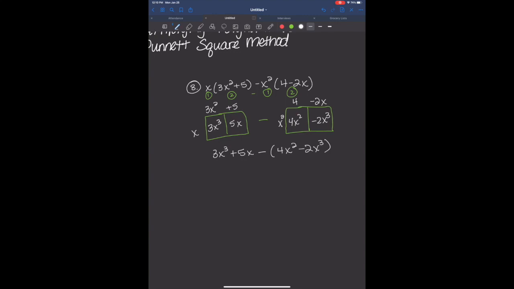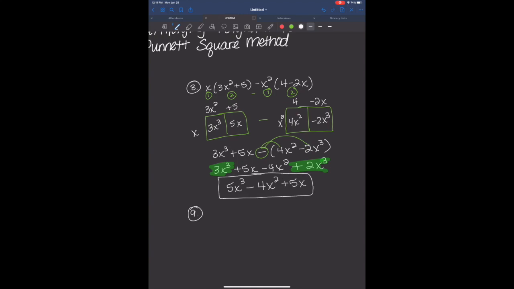And then on the next, whenever we write it out, we need to distribute that negative, like we're combining polynomials, adding and subtracting polynomials. Then we need to check for like terms. We've got a 3x cubed and a 2x cubed. We're going to add those two together to get 5x cubed minus 4x squared plus 5x.